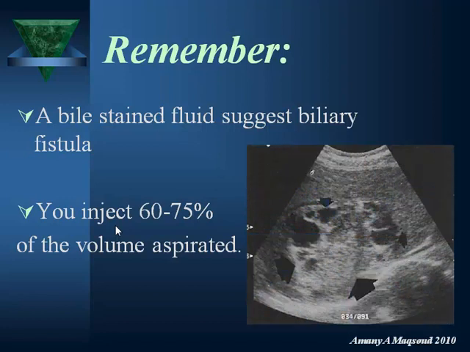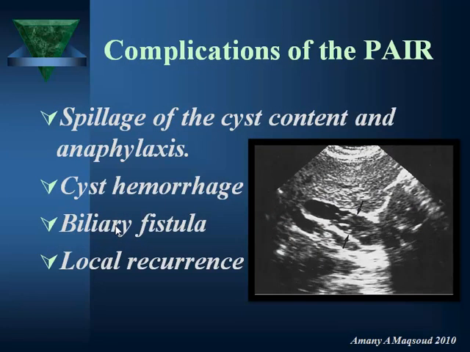Another hydatid cyst with a mixed content. What are the complications of the PAIR? Spillage of the cyst content and anaphylaxis. This is the main complication. It didn't occur in our series. Cyst hemorrhage, biliary fistula, local recurrence also may occur. These are the main complications of PAIR, but I didn't see much of them. In 1 year, we saw about 20 cases, and we didn't see any of these complications in our center.